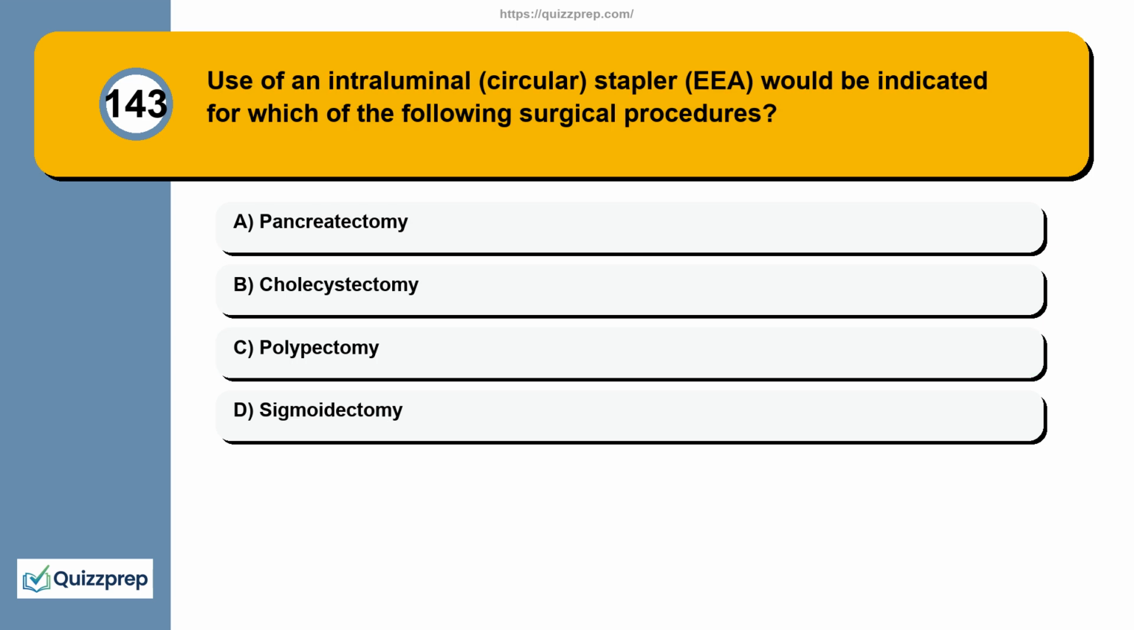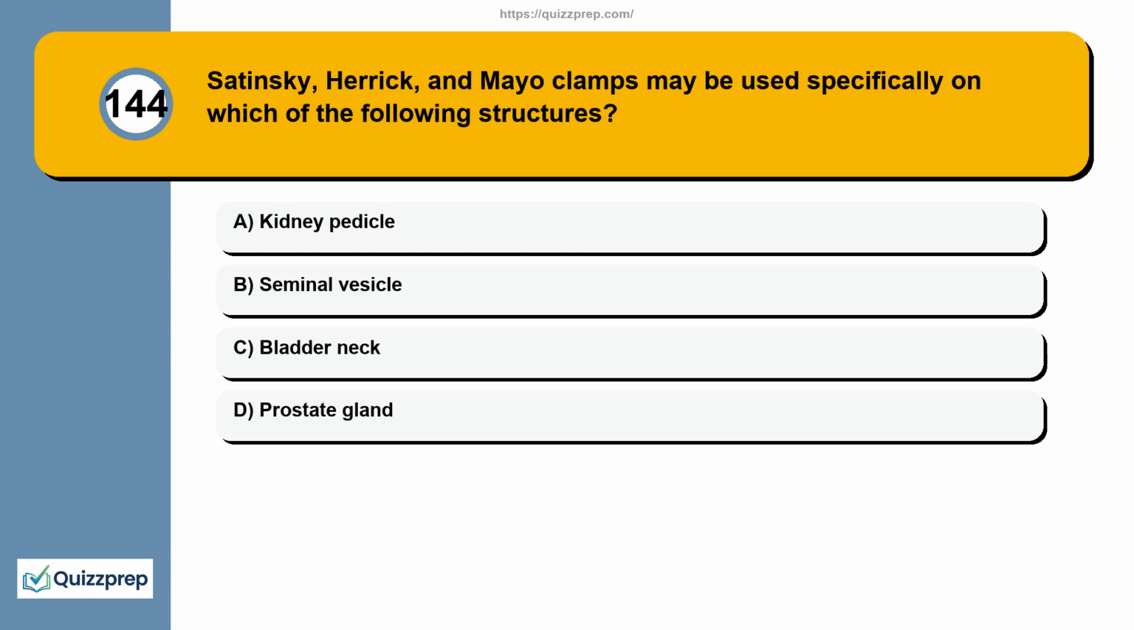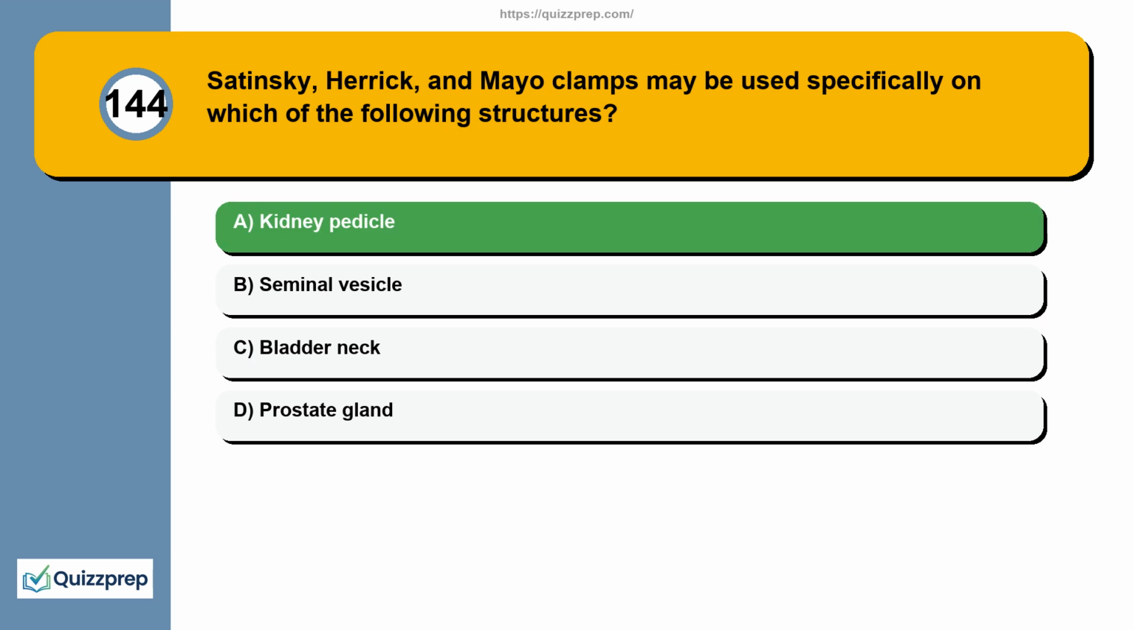Question 143. Use of an intraluminal circular stapler, EEA, would be indicated for which of the following surgical procedures? Option A, pancreatectomy, option B, cholecystectomy, option C, polypectomy, option D, sigmoidectomy. The correct answer is option D, sigmoidectomy. Question 144. Satinsky, Herrick, and Mayo clamps may be used specifically on which of the following structures? Option A, kidney pedicle, option B, seminal vesicle, option C, bladder neck, option D, prostate gland. The correct answer is option A, kidney pedicle.